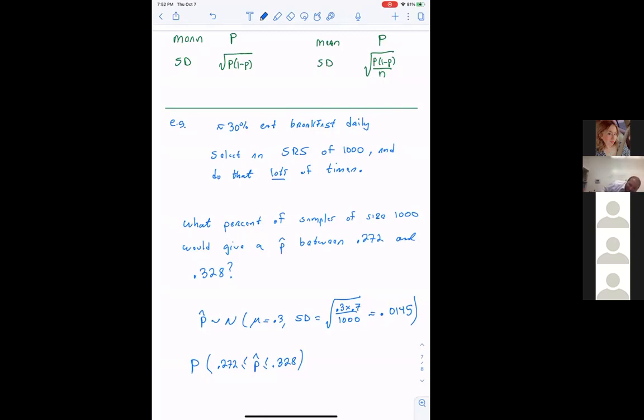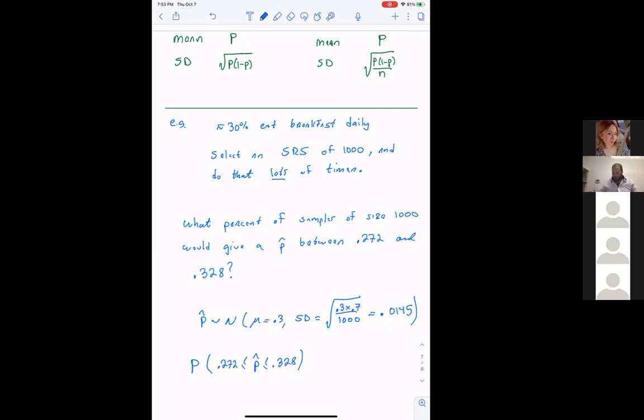Normal CDF. Because after all, we did decide that p hat is normal. With what mean, what deviation, what lower bound, what upper bound? The lower bound would be 0.272, and the upper bound would be 0.328. Excellent. With what mean and deviation? The mean would be 0.3, and the standard deviation would be 0.005.